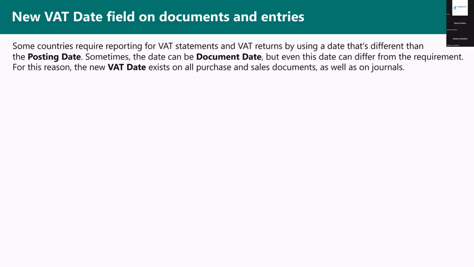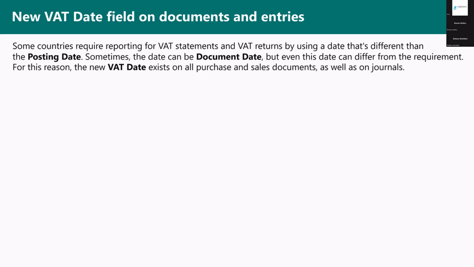Another nice feature in Business Central 21 is the possibility for some countries. Some countries normally have a business requirement related to VAT statements: in that statement, they need to use a date that normally is not the posting date. Sometimes it's the document date, and sometimes it's totally another date. To satisfy these business requirements, Business Central 21 now introduces a new field on documents, and also on entries, called VAT date.